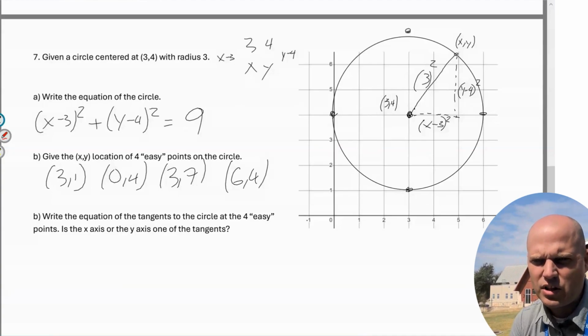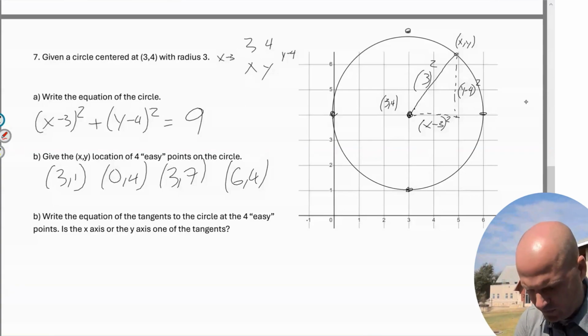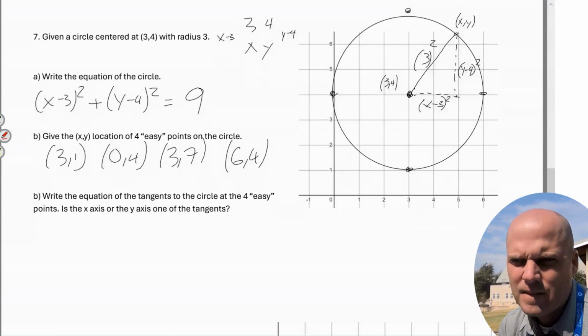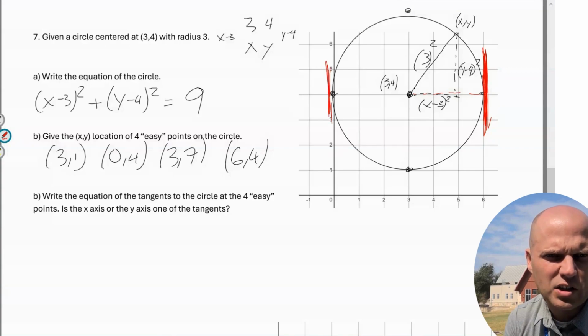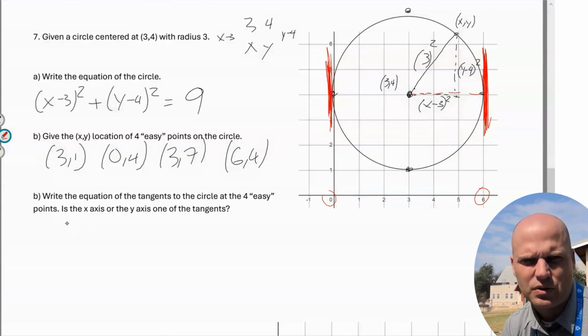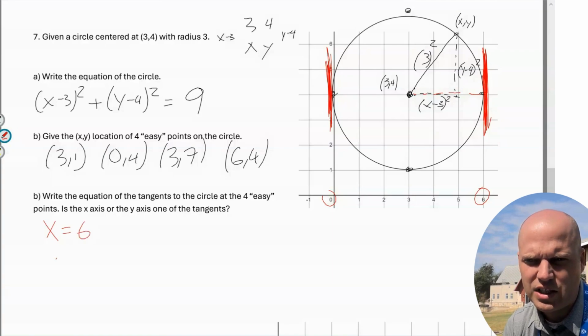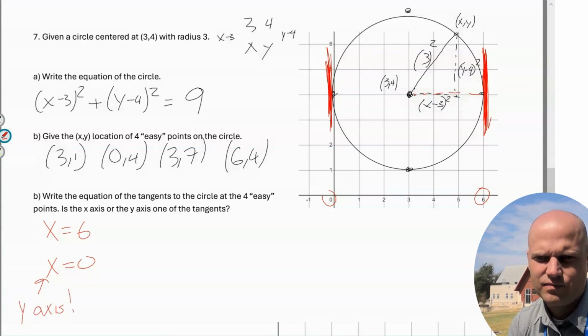Cool. Write the equation of the tangents of the circle at the 4 easy points. Is the x-axis or the y-axis one of the tangents? Well, let's see. At this point here, we see we have a vertical tangent because this is straight to the right. Here is a vertical tangent. What are these equations? Well, vertical lines all have the same x coordinates. All these points have an x coordinate of 6. All these points have an x coordinate of 0. So x equals 6 and x equals 0. Oh, wait, x equals 0 is the y-axis.